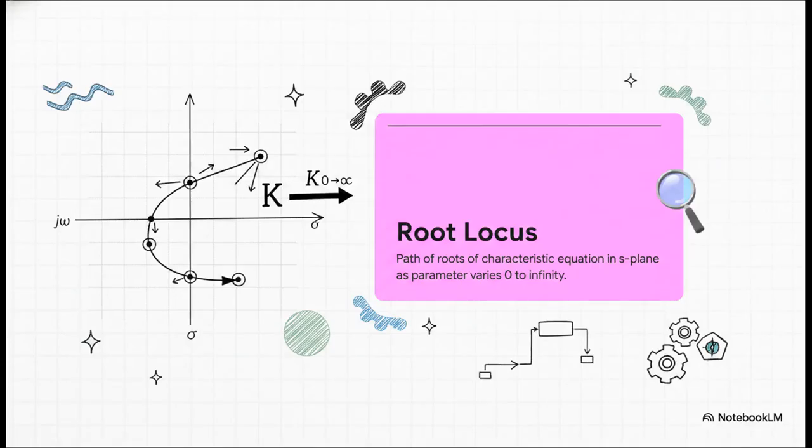Okay, so what actually is it? The formal definition says the root locus is the path of the roots of a closed-loop characteristic equation traced out in the complex S-plane as a system parameter varies from 0 to infinity. I know that's a mouthful, but essentially we're just drawing a treasure map. We're tracking the journey of a specific parameter, usually the gain, which we call k, to map out the exact borders between a stable system and a totally broken one.